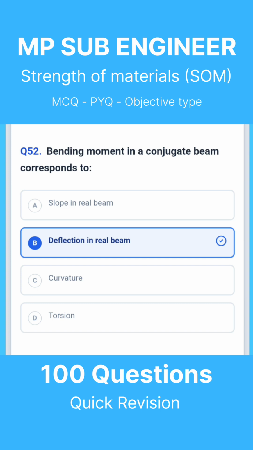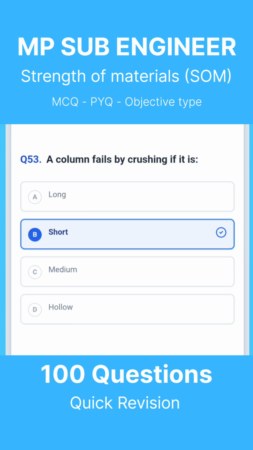Question 52. Bending moment in a conjugate beam corresponds to. The correct answer is deflection in real beam. Question 53. A column fails by crushing if it is. The correct answer is short.